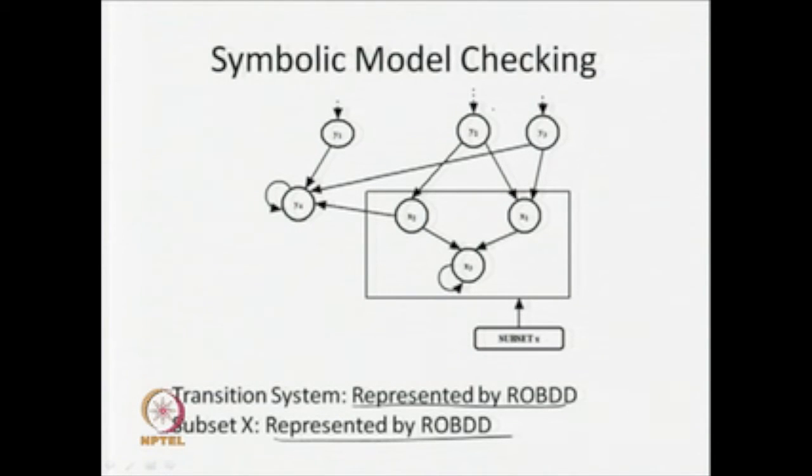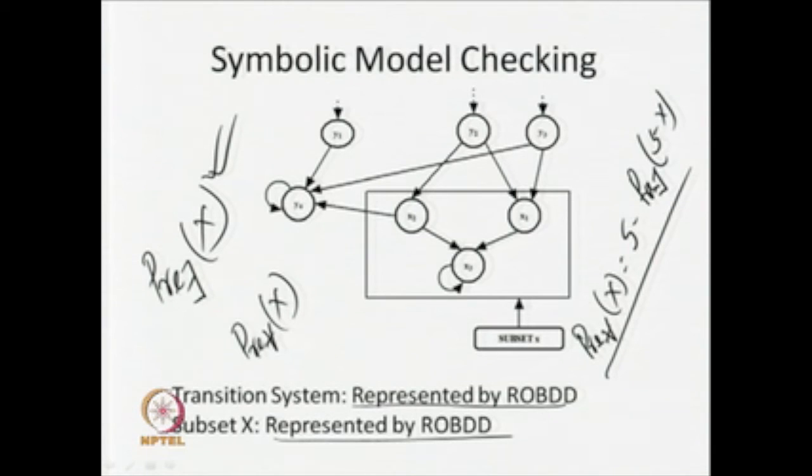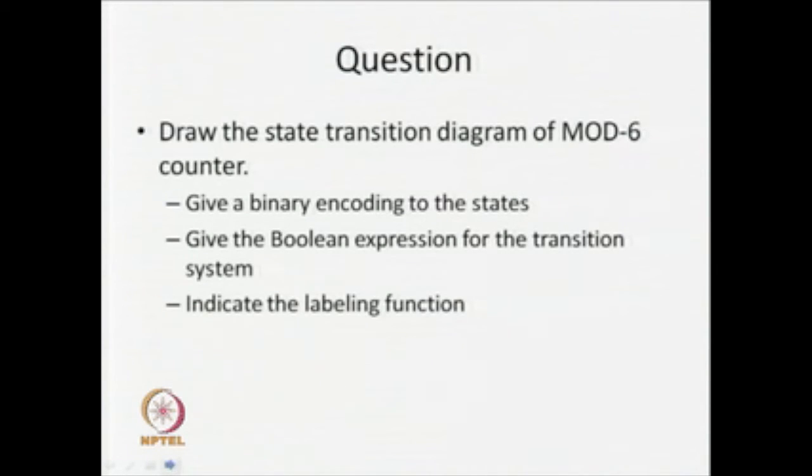Okay. Already we have seen that if I can get a procedure for pre there exists x, it is going to give me all the states from which at least one transition is coming to this particular subset x. Now, once we have this procedure, I can always calculate pre for all x, because we know the relationship: pre for all x is equal to s minus pre there exists s minus x. So, if I have a procedure for pre there exists x, we can evaluate pre for all x. Now, how to evaluate these things?